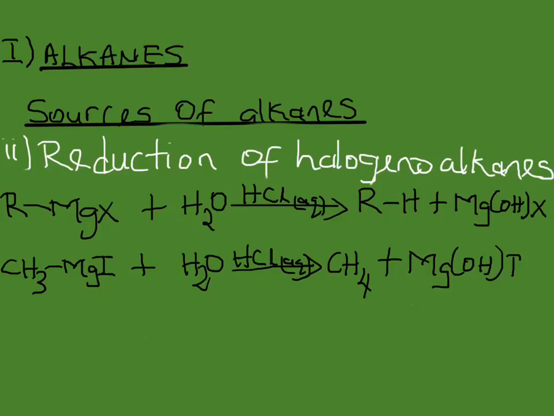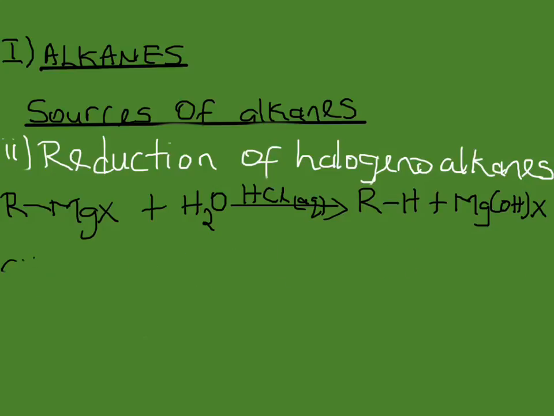In the specific example we could see there, the Grignard reagent contained a methyl group. Methyl group in the presence of magnesium and iodine, that's the iodide ion, plus water being hydrolyzed in the presence of hydrochloric acid, aqueous hydrochloric acid, is going to give us methane plus magnesium hydroxide with iodine present in that compound.